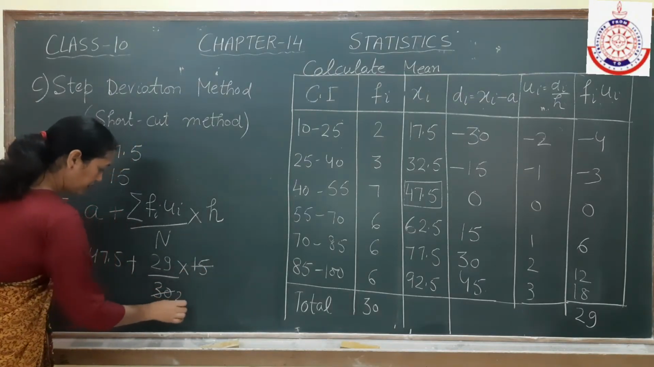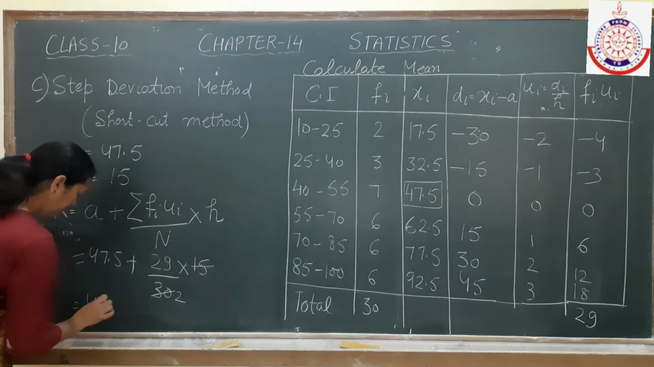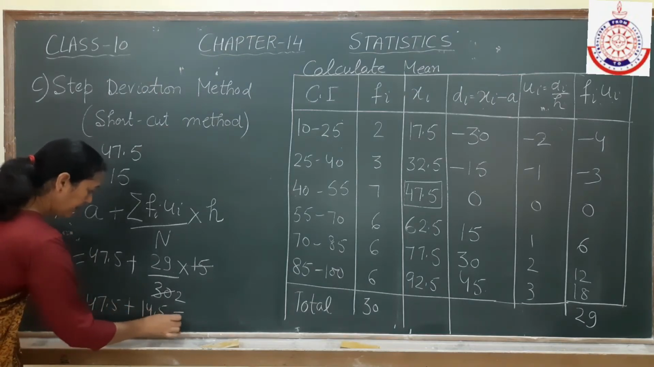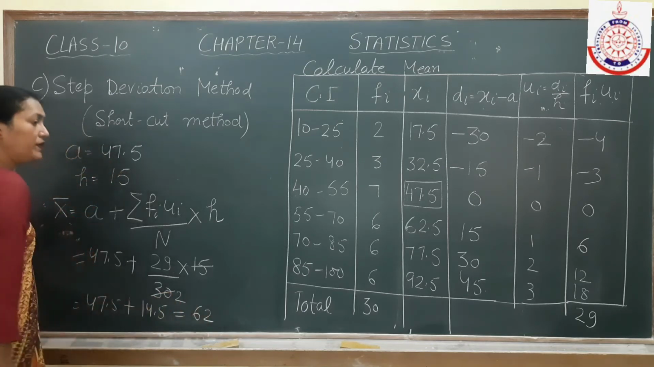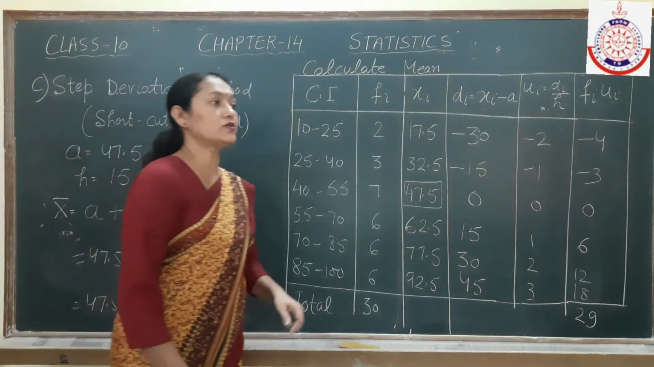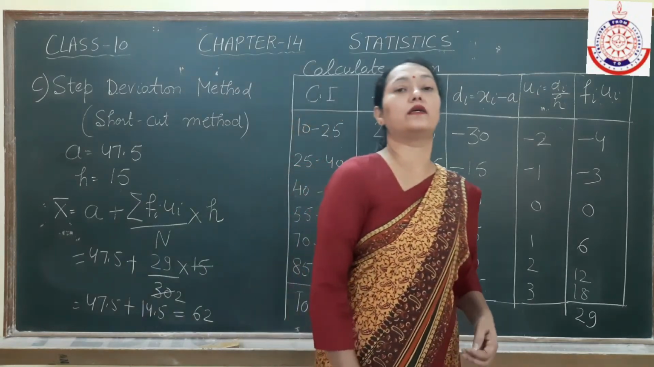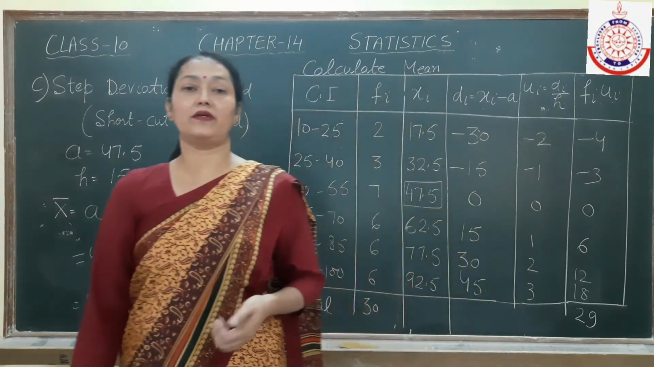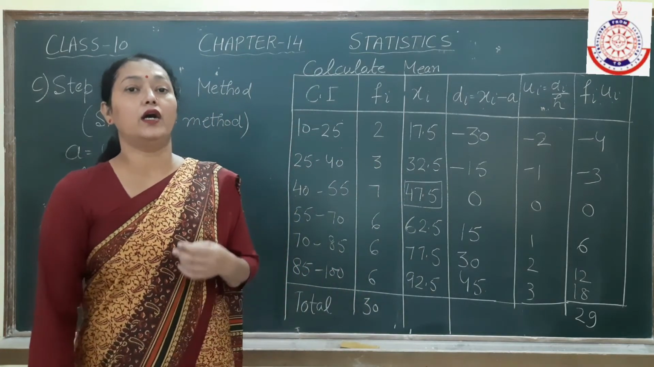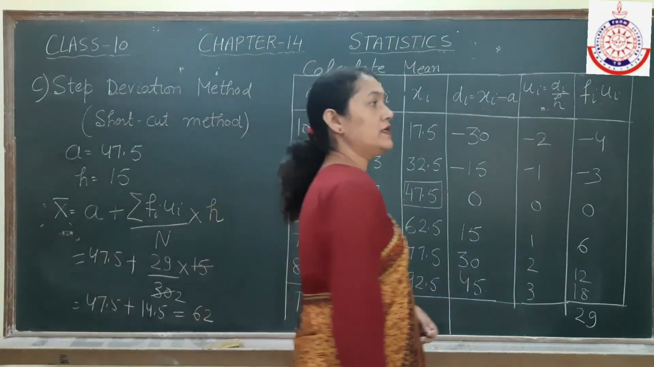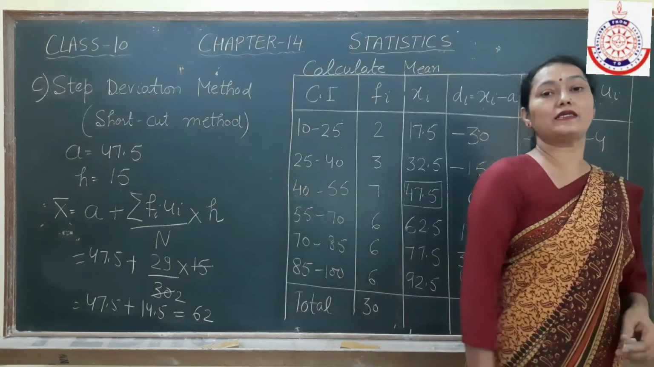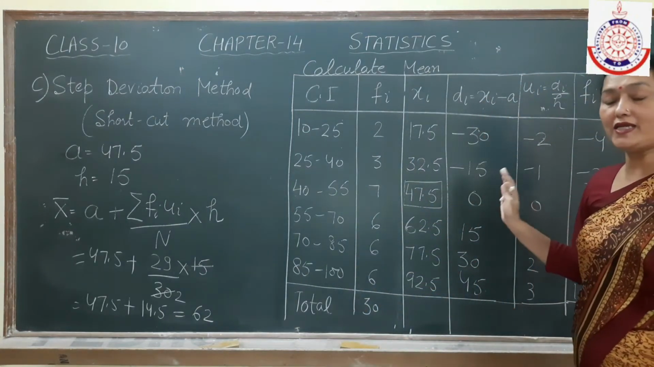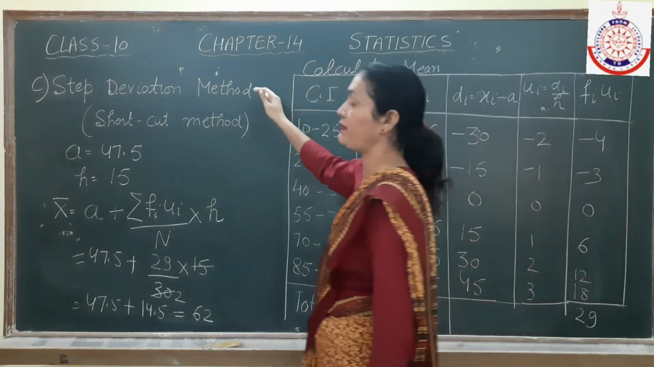15 to 29 divided by 2 will give us 14.5, and the answer again comes out to be 62. So you must have noticed that if we compare the three methods, shortcut method, assuming method and step deviation method, out of the three methods, the calculation part is easier here. The product part is quite easier in case of this step deviation method.